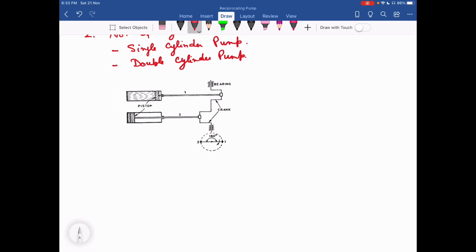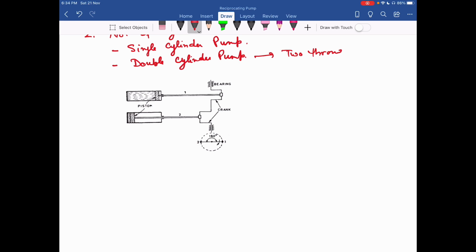Okay. So a double cylinder pump is also called a two throw pump. It consists of two cylinders that are connected to a single shaft. Each cylinder has its own suction and delivery pipe. This is important over here. So in case of a double cylinder pump, each cylinder has its own suction and delivery pipe.